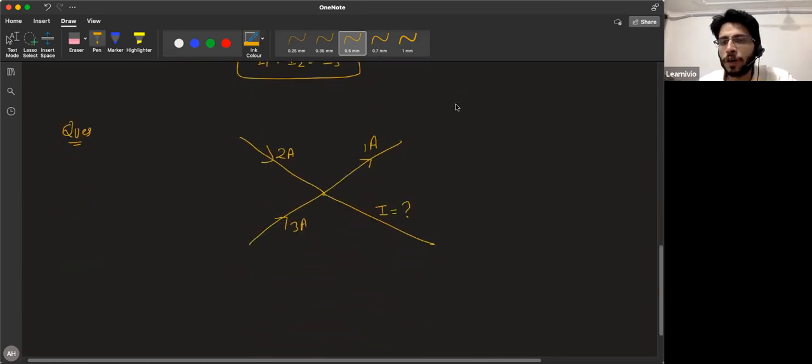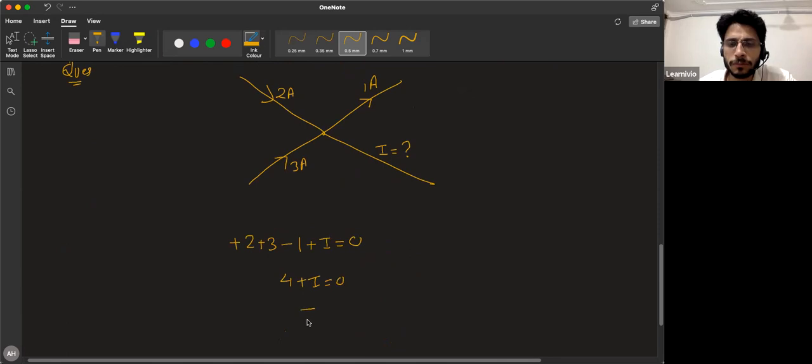So 2 ampere, positive or negative? Positive. 3 ampere, positive. 1 ampere negative, plus I, which is equal to 0. See, I is unknown, so don't put any sign over it. Keep it neutral, plus I. So 3 plus 2, 5 minus 1, it's 4 plus I equal to 0. And how much is I now? Minus 4. What does minus 4 mean? Is it entering or leaving? Leaving. 4 ampere is leaving.